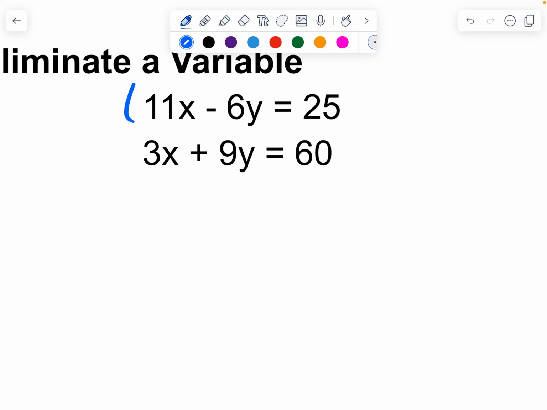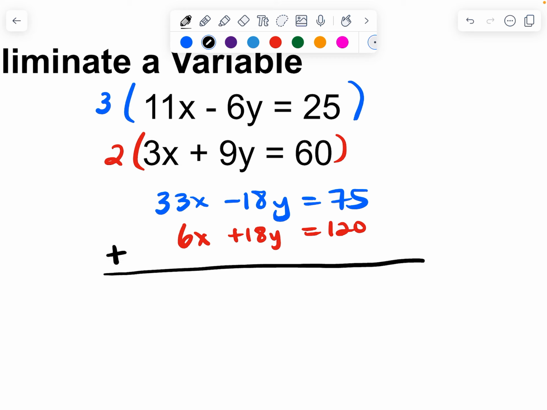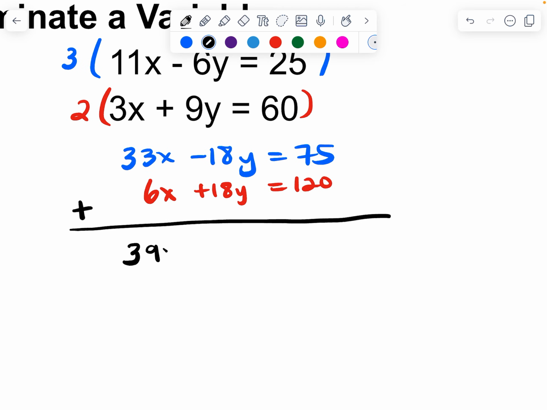So I'm going to multiply this first one by 3. And when I get that, I get 33x minus 18y equals 75. And if I multiply this one by 2, I get 6x plus 18y equals 120. Now, could I have multiplied the first one by 9 and the second one by 6? Sure. So sorry, guys. So 39x equals 195.